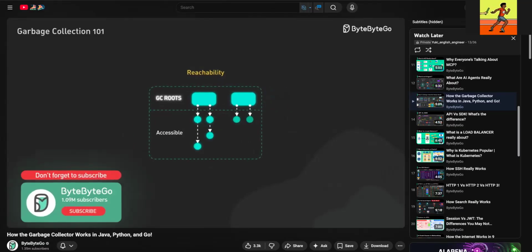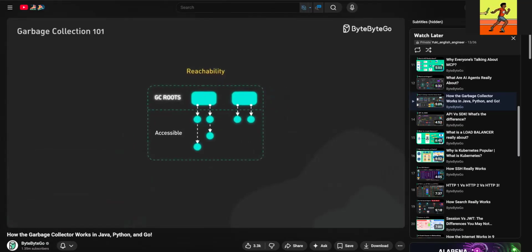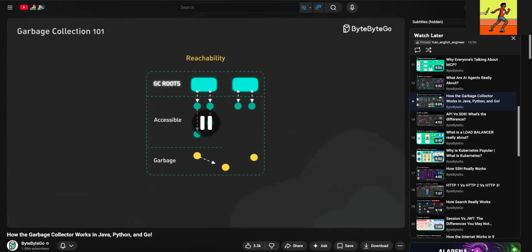Any object that can be reached by following references from these roots is considered alive and must be kept. Okay, breakdown. This sentence is very long and complicated and unfamiliar grammar, so it is difficult to understand for me.